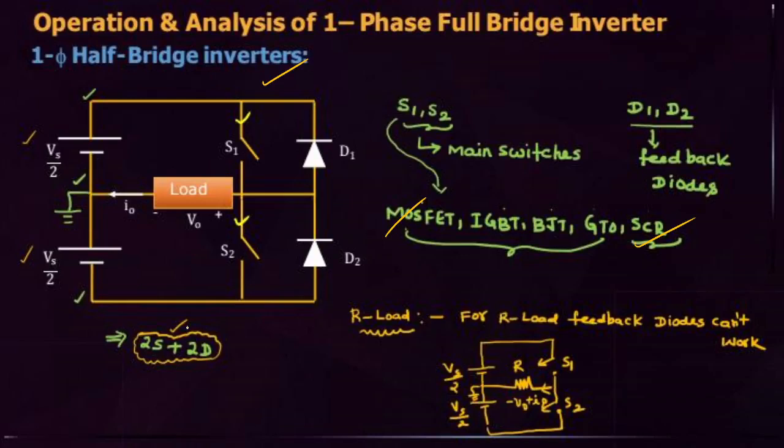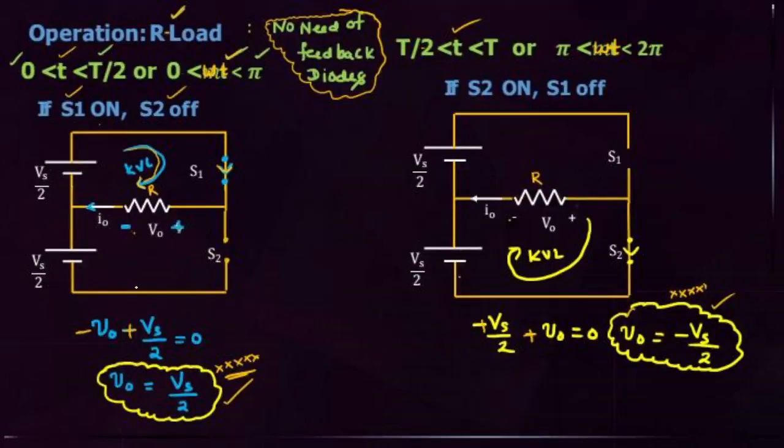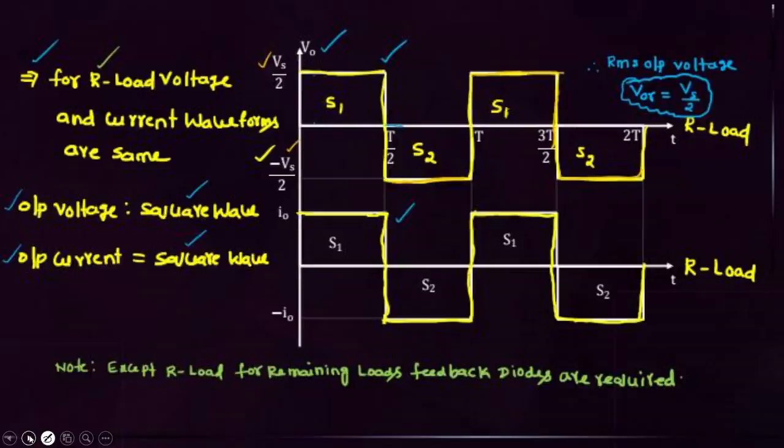In half bridge inverter, how many switches and how many diodes? Two switches and two diodes. Just remember the configuration: two switches and two diodes is the half bridge inverter. No need to concentrate on the operation. Final analysis is important. From 0 to T by 2, S1 is on. From T by 2 to T, S2 is on. This is the output voltage we get: V0 equal to Vs by 2, V0 equal to minus Vs by 2. Then draw the waveform.